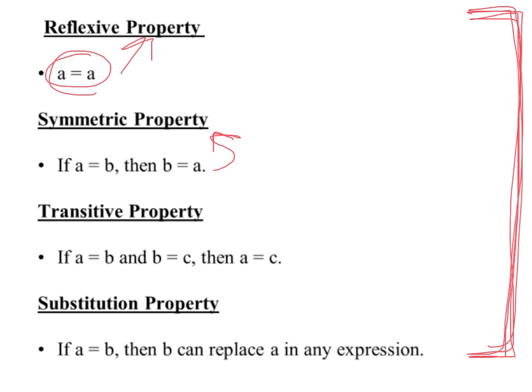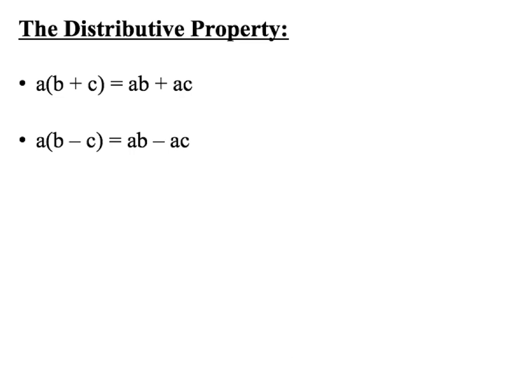Transitive property is kind of like the law of syllogism, where if a equals b, b equals c, then a has to equal c. And substitution property is if we know that something's equal, we can just replace that in the equation. And the last property that you should have written down before we actually look at a proof is the distributive property, which you've already done, but you have to know what it means. And that just means it's being multiplied and used for both addition and subtraction inside the parentheses.